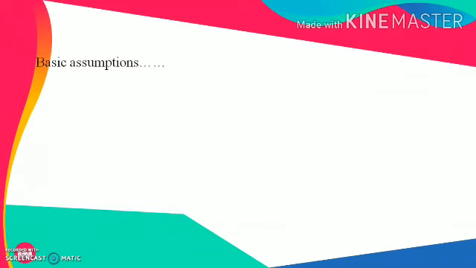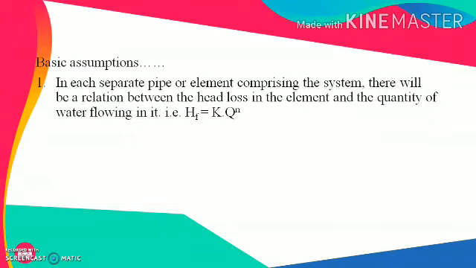So the basic assumption in the method of Hardy-Cross is that in each separate pipe or element comprising the system, there will be a relation between the head loss of the element and the quantity of water flowing. In other words, head loss can be calculated using a simple relation as HF equals K into Q raised to N, where K is a constant, Q is the flow through the pipe, and N is another constant.